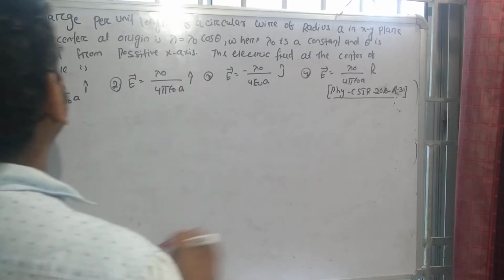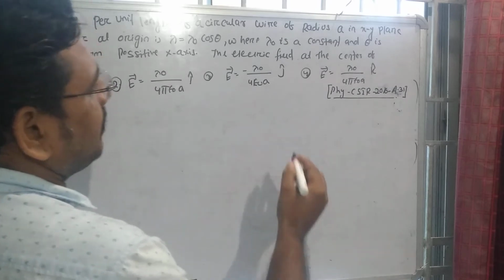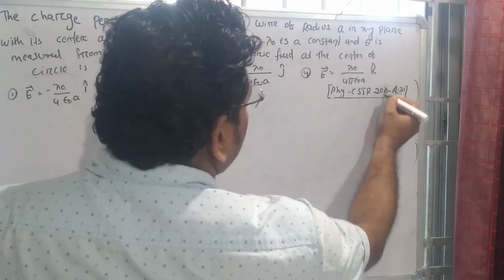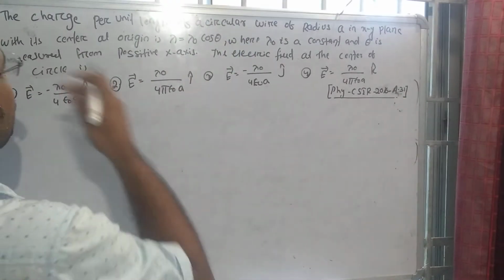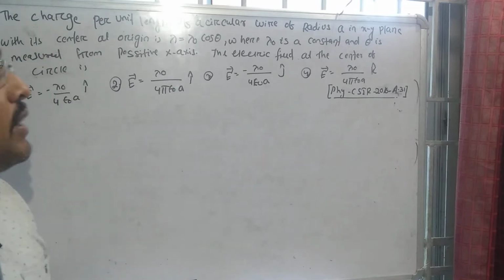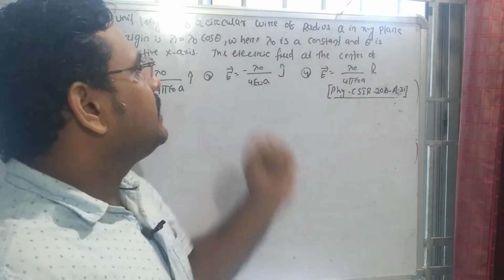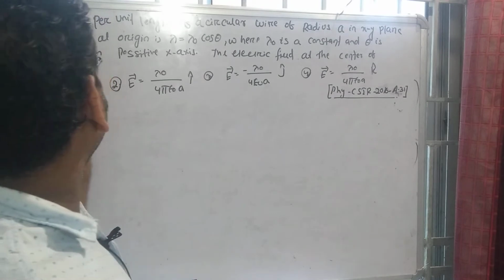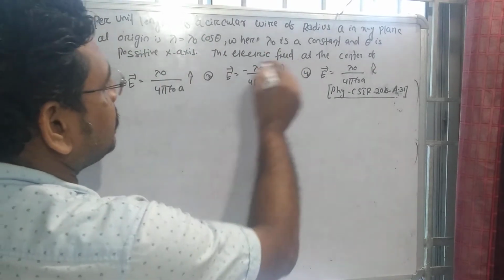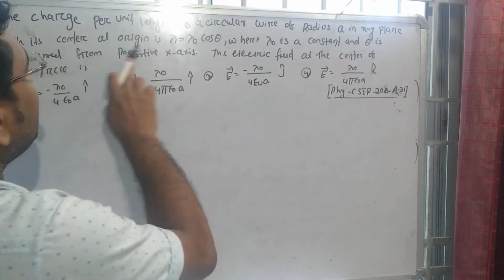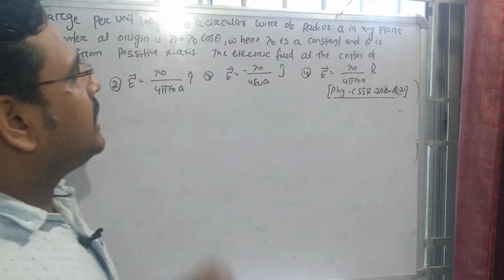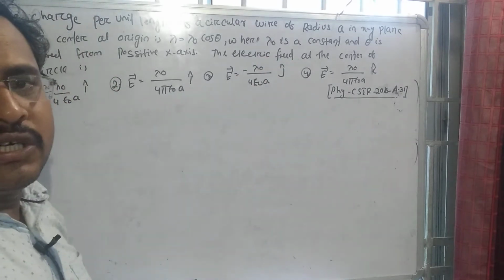Today we will discuss one problem which appeared in Physics CSIR-NET in 2016. The question is like this. The charge per unit length of a circular wire of radius a in the xy plane with center at origin is lambda 0 cos theta, where lambda 0 is a constant and theta is measured from the positive x-axis. Then we have to find the electric field at the center of the circle.